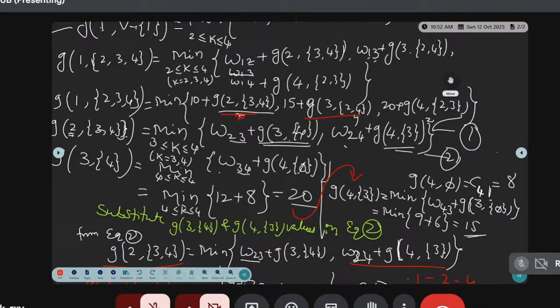Now do W G of 3 comma 2 comma 4. After this is over, everyone noted.